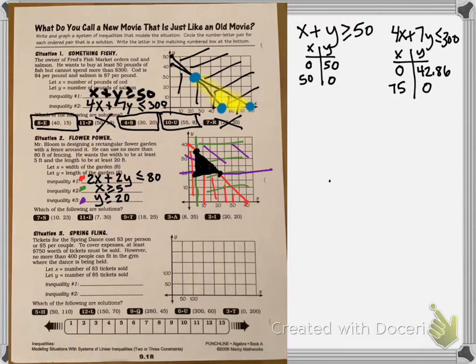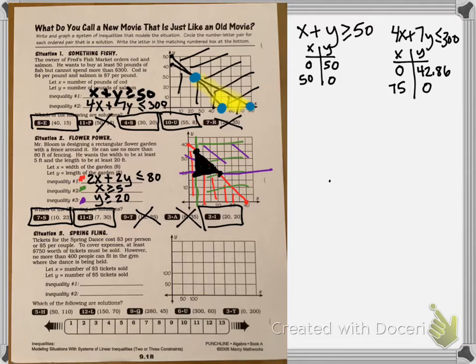So it says, which are the solutions? The solutions are found in that feasible region. So if you look at (10, 23), that lands in the feasible region, so it's a solution. (7, 30) is a solution. It lands in the feasible region. And then (18, 25) does not. (8, 35) does not. And (20, 20) is in that feasible region because it is one of our vertices.